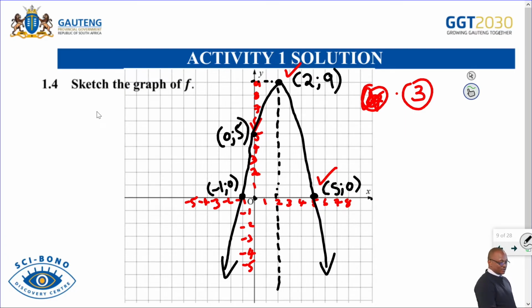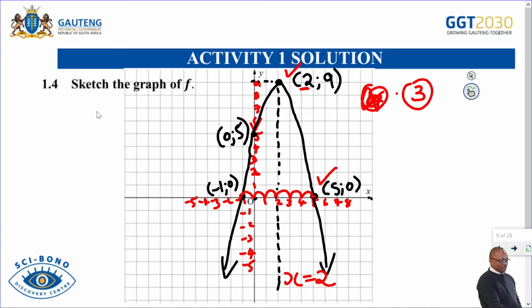You can see that after plotting this graph, the x value of the turning point is 2, and the equation of the symmetry is x is equal to 2. From 2 moving to your right, we move 3 units: 1, 2, 3. Then from 2 moving to the left, we move 1, 2, 3. So you can see that the equation of the symmetry divides the graph into 2 equal parts.